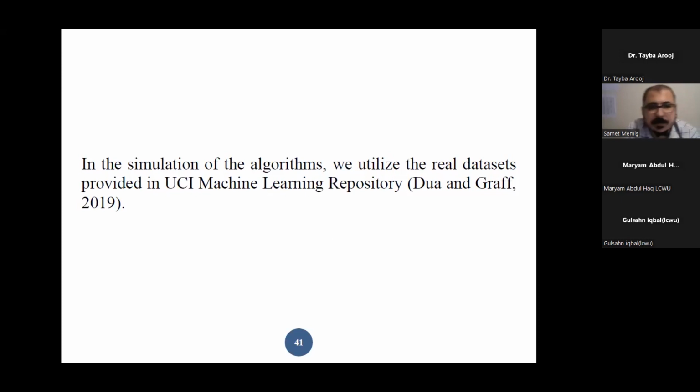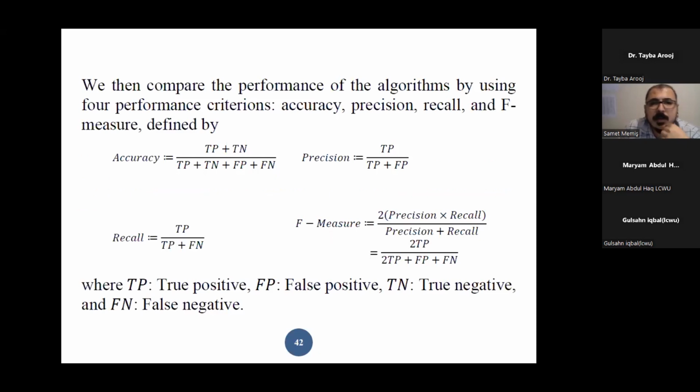In the simulation of the algorithms, we utilized the real data sets provided in the UCI machine learning repository, and among others, Kiel or Kaggle, or many different databases you can access on the internet. We then compare the performance of the algorithms using 4 performance criteria: accuracy, precision, recall, and F measure. These are popular performance metrics in supervised learning.